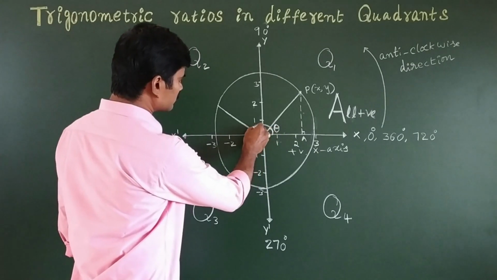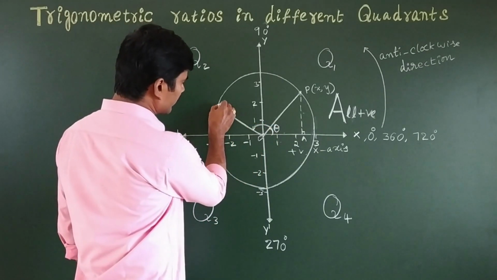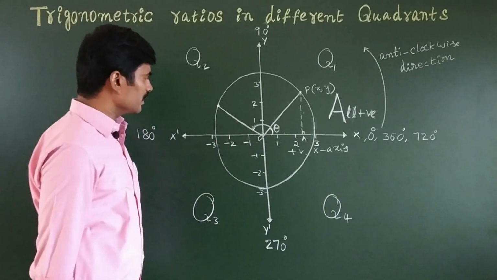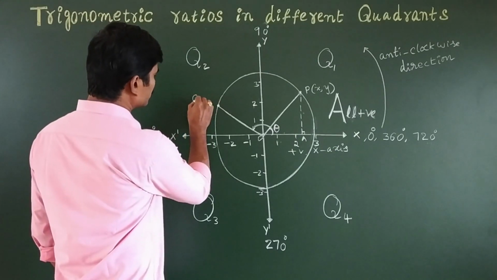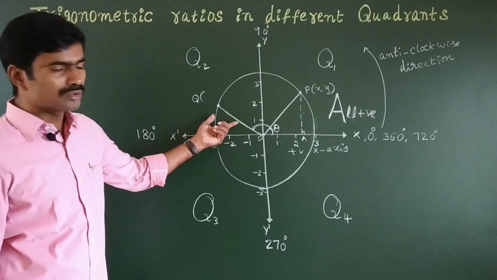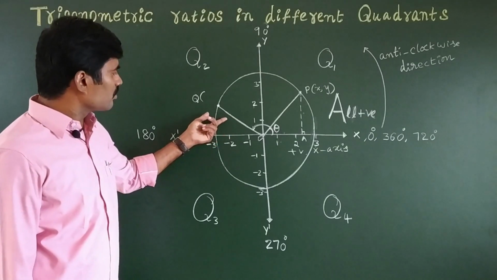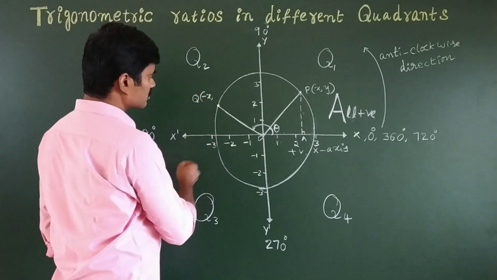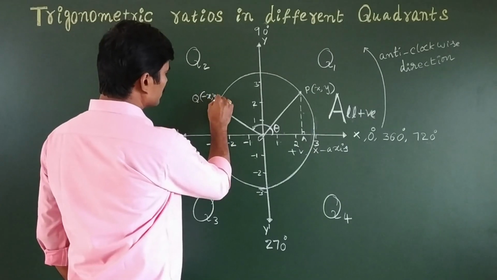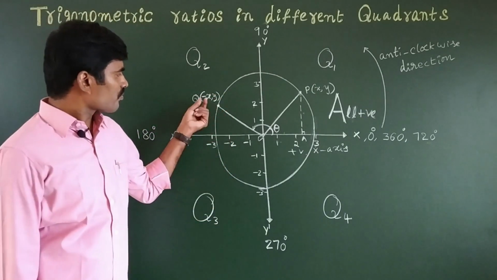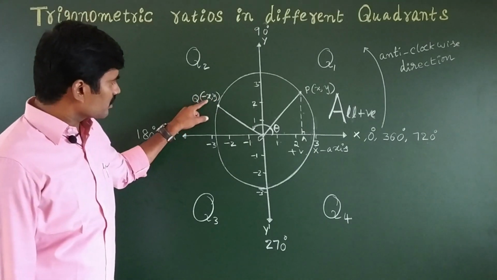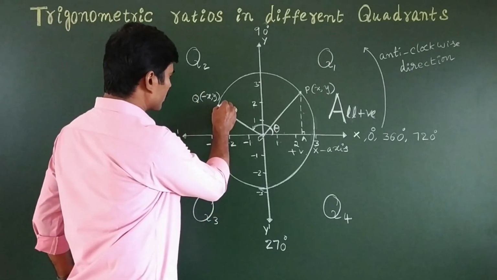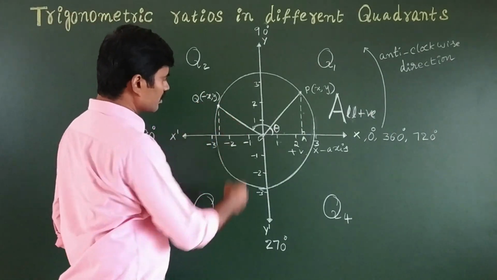Suppose this is theta and this is the radius of the circle, and take it as the hypotenuse. In this quadrant, take one point Q. In quadrant 2 of the Cartesian plane, the x-axis is negative, so take one point as minus x, and the y-axis is positive. So in quadrant 2, the x coordinate is negative and the y coordinate is positive: minus x, y. Draw a perpendicular line to the negative x-axis.